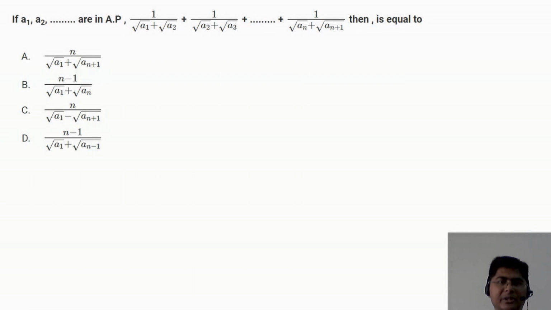Then the third option is n divided by root a1 minus root a(n+1). Then n minus 1 over root a1 plus root a(n-1). Okay, now we need to find the value of this term. Here a1, a2, and so on up to a(n+1) are in an AP series. So by using this logic, we have to find the value of this series.